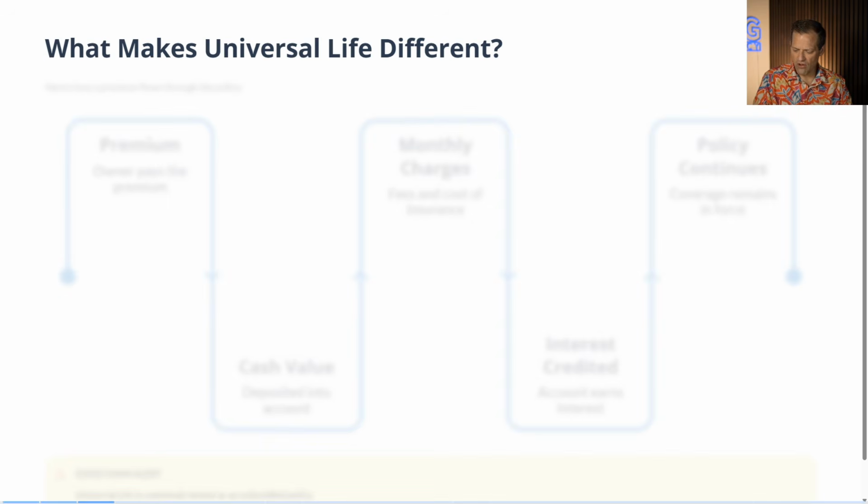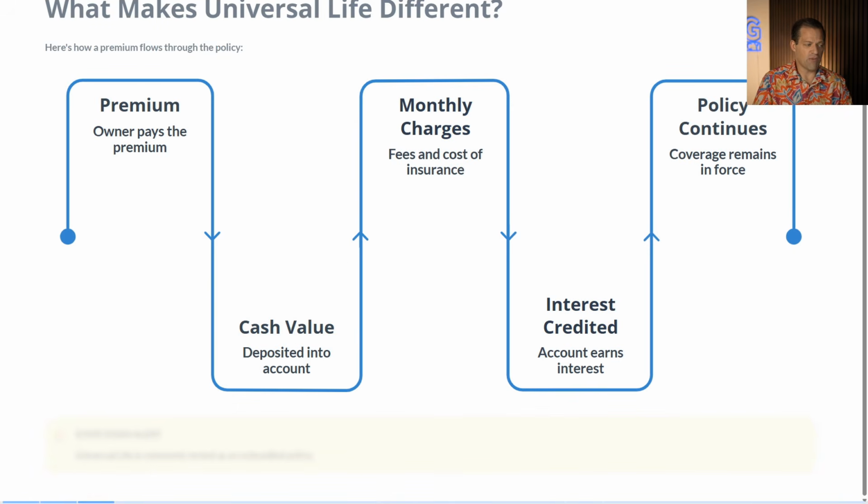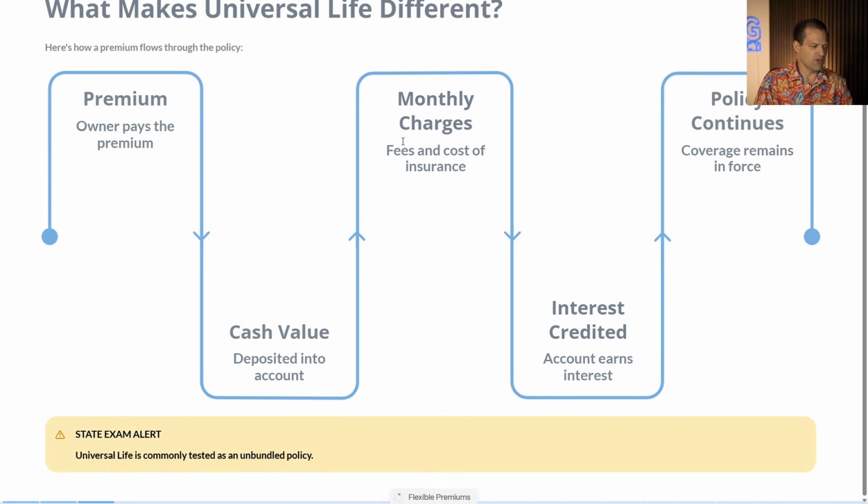So what really does make whole life, or I should say universal life, different? A couple of things. First of all, the owner pays a premium. It deposits into an account. It accumulates cash value. There's monthly charges, so fees and the cost of insurance. There's interest crediting, so the account earns interest, and then the policy continues to remain in force. Universal life is commonly tested as an unbundled policy. So you kind of see it like it's flexible. It's not rigid. It's unbundled. It means everything's laid out to do what you want. That's how to think about it.